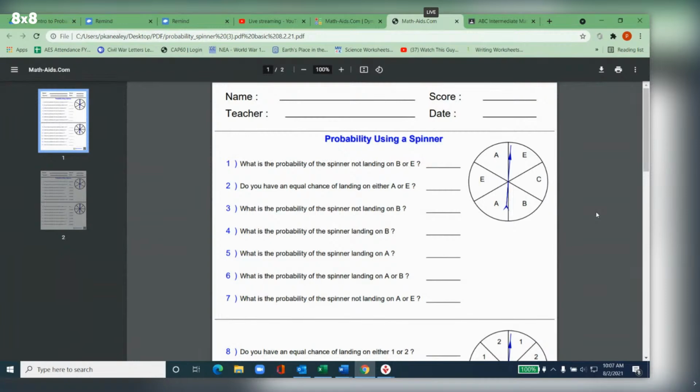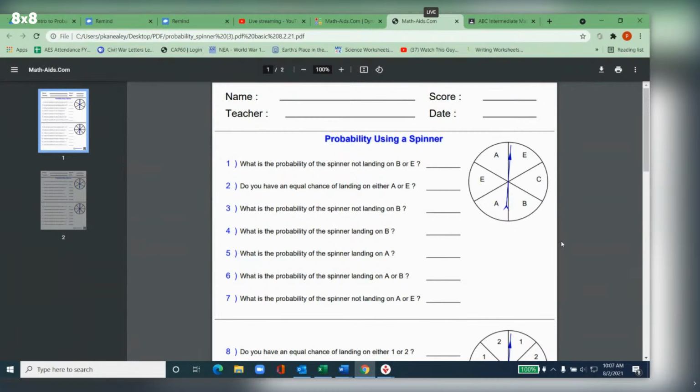It's exactly the same. Number 2, do you have an equal chance of landing on A or E? Well, you do because there's 2 A's and there's 2 E's. So chances are it could land on A 2 out of 6 times and E 2 out of 6 times. The chances are exactly the same.